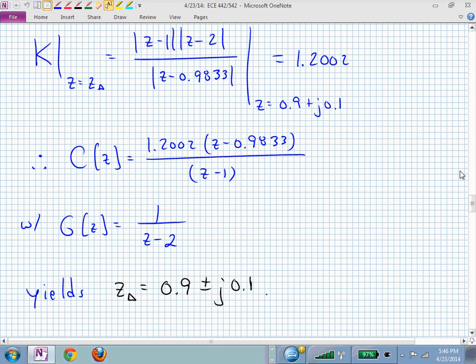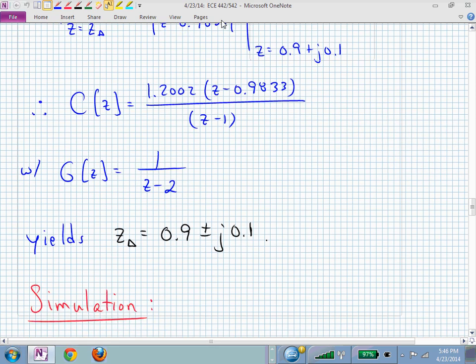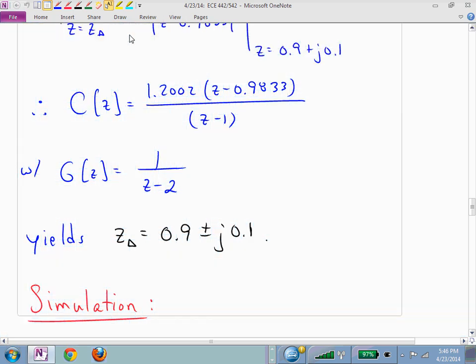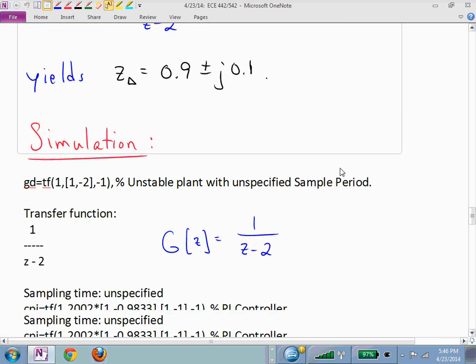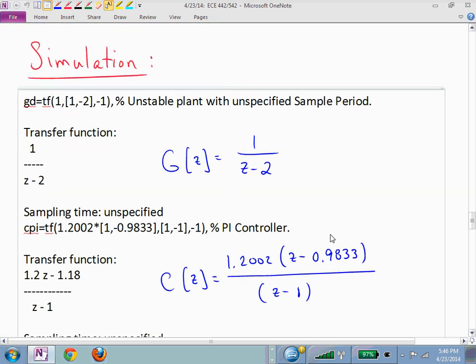And now, since I know that you didn't believe me last time, let's look at the simulation. So here are some MATLAB commands. I enter the plant, 1 over z minus 1. You can look at this at your leisure.